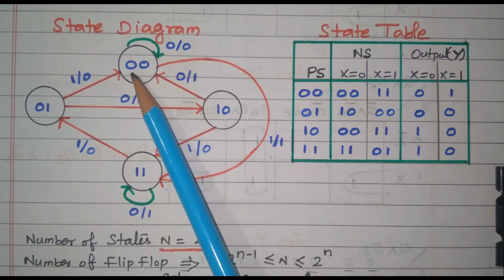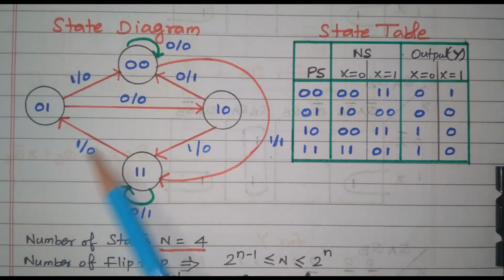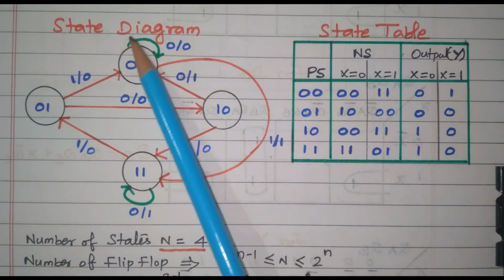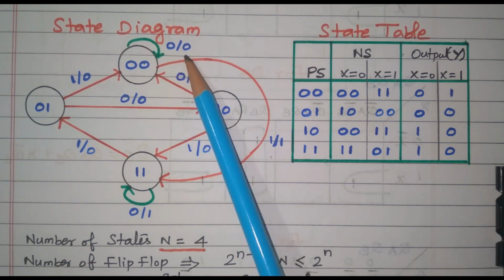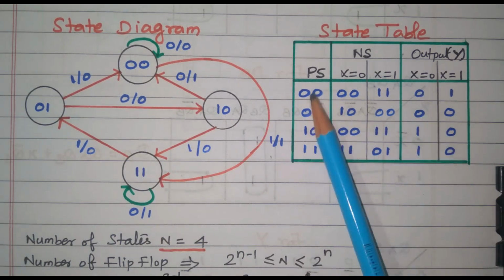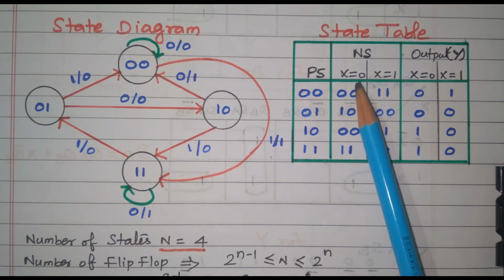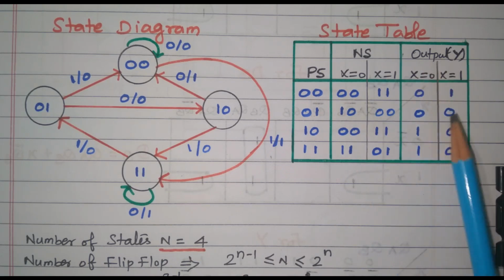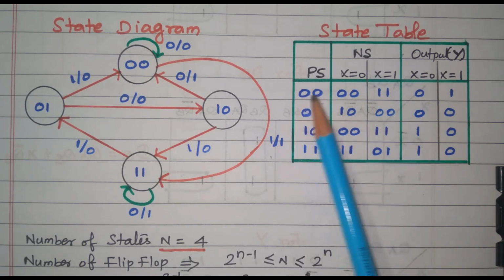So, there are 4 states available: 00, 10, 11, 01. It will go from one state to another state or stay in the same state itself. These two binary numbers, first one is input, second one is output. Now, from this we can frame the state table. This is the present state, this is the next state for 2 cases, x equal to 0 or x equal to 1. This is the output, for that also 2 cases, x equal to 0 or x equal to 1.